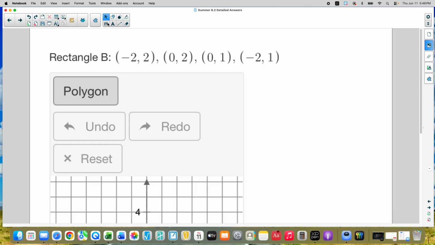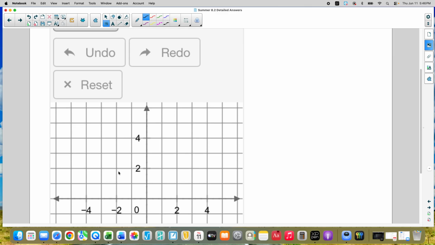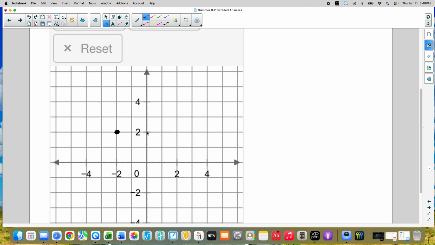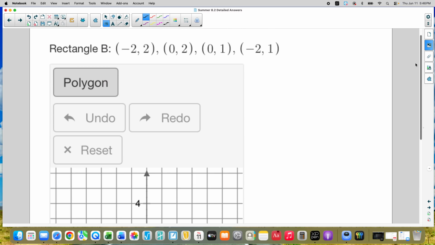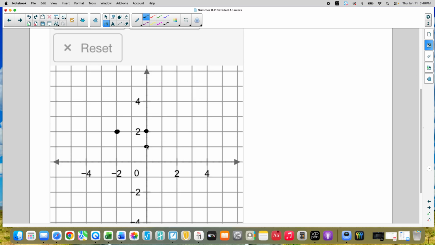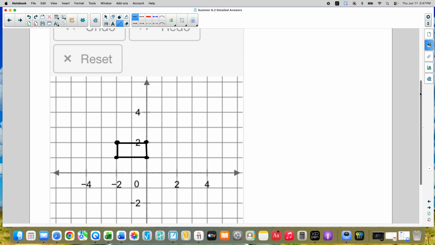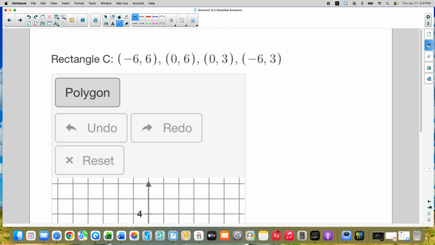Rectangle, negative 2, 2. So negative 2, 2 is right here. Let's draw 0, 2. Let's do 0, 1. And let's do negative 2, 1. Okay, that was equally as easy at this point. And that's what our rectangle looks like for the next rectangle. That's rectangle B, I think. Okay, now rectangle C.